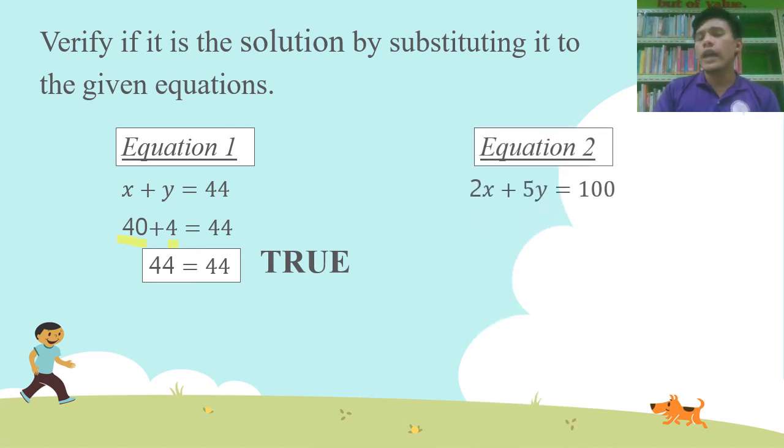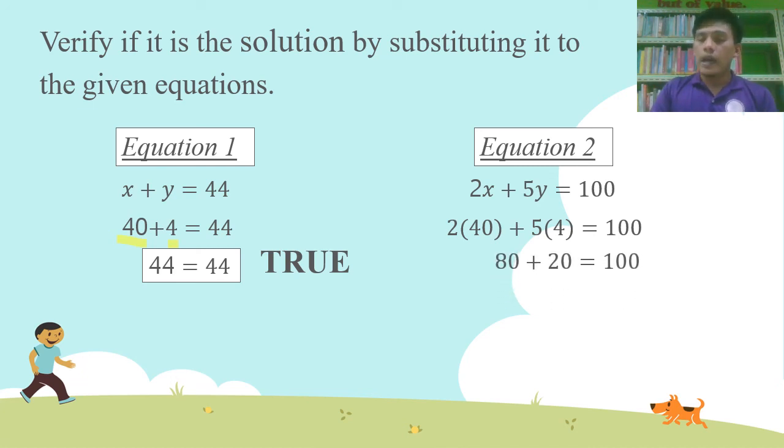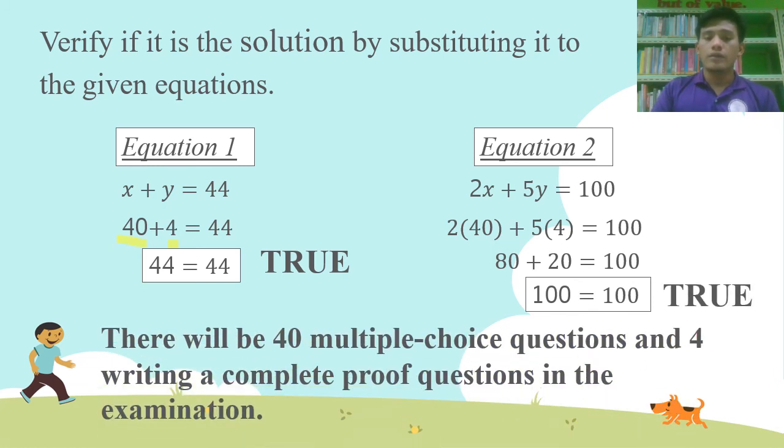Equation 2. 2x plus 5y is equal to 100. Remember, the value of our x is 40 and the value of our y is 4 from our intersection point. We will use that one. 2 times 40, which is the value of x, plus 5 times 4, which is the value of y, and that is equal to 100. Then simplify. 2 times 40, and that is 80, plus 5 times 4, and that is 20, equal to 100. 80 plus 20 is equal to 100. Therefore, it is true.